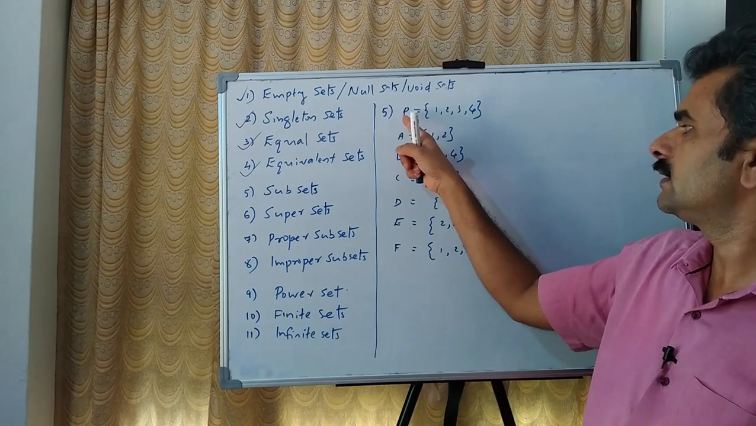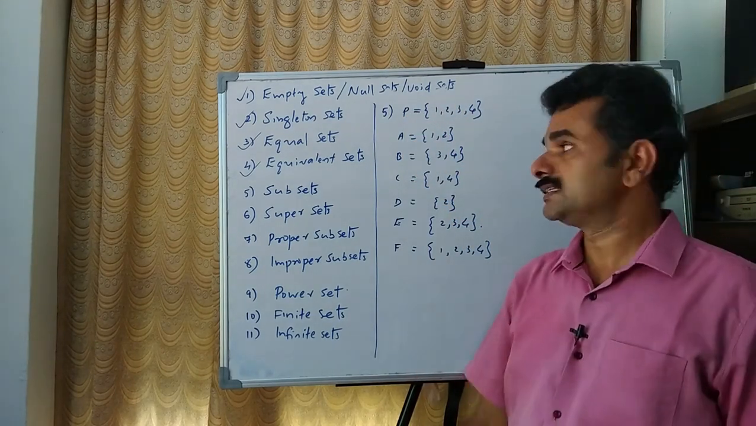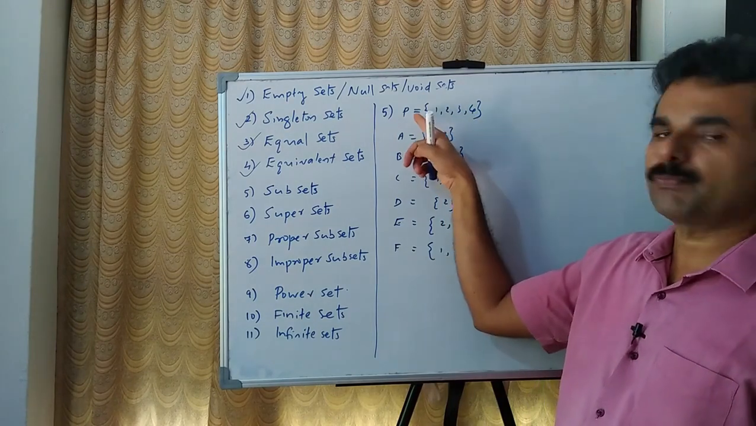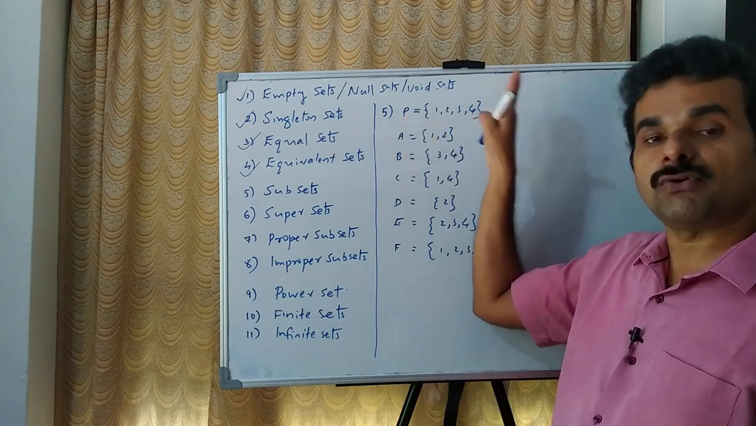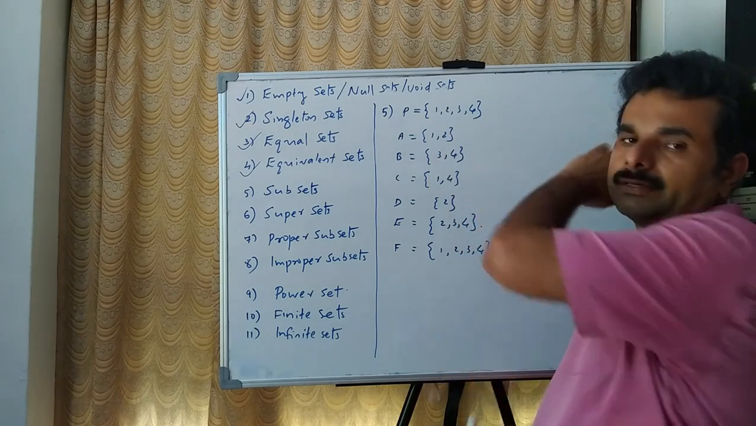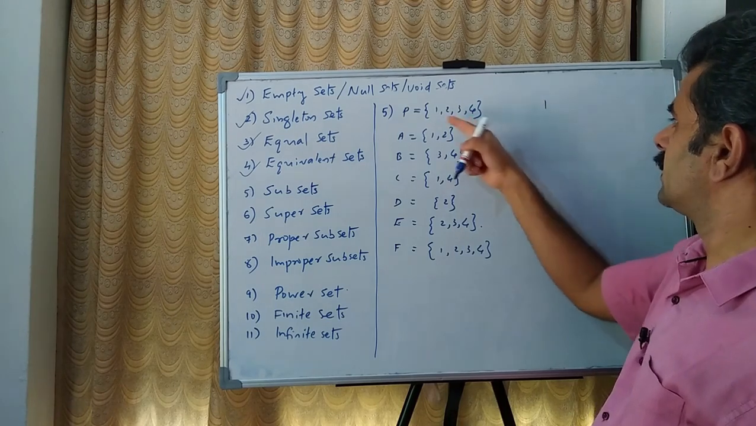See this example. P is equal to the set 1, 2, 3, 4. Which are the elements? 1, 2, 3 and 4. The number of elements in P, n of P, is 4, because there are 4 elements. Clear?